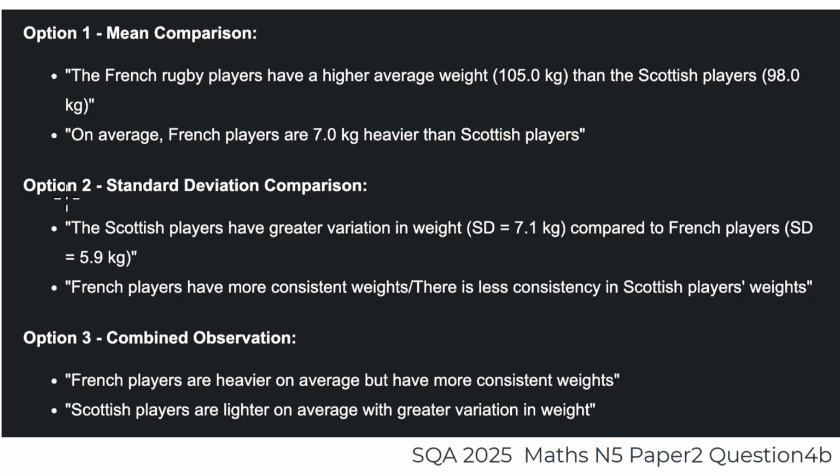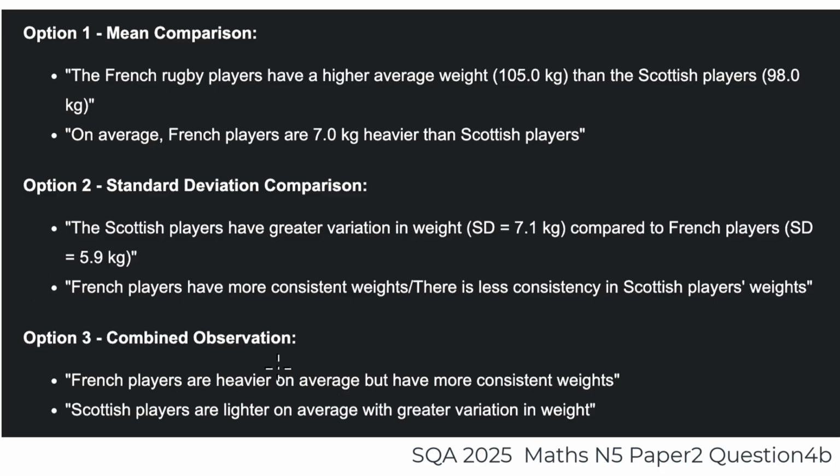There's a second option with the standard deviation comparison, so second statement. The Scottish players have greater variation. Now, the 7.1 kilograms, that's the variation about the mean of 98, so they're more spread out. There's greater variation among the weights compared to the French players. Standard deviation's 5.9 kilograms. Another way of saying that is the French players have more consistent weights, or if you're talking about the Scottish players, there is less consistency in the Scottish players' weights.